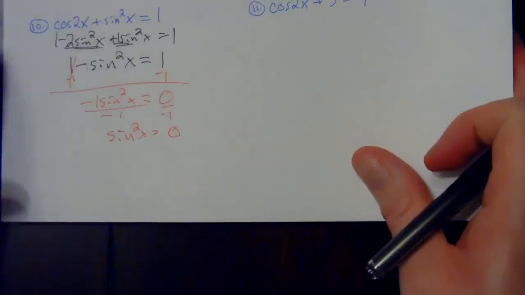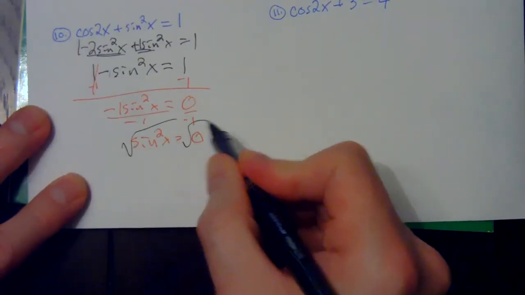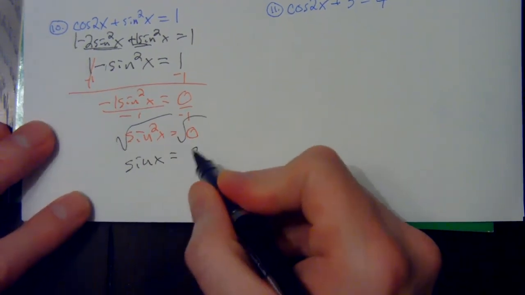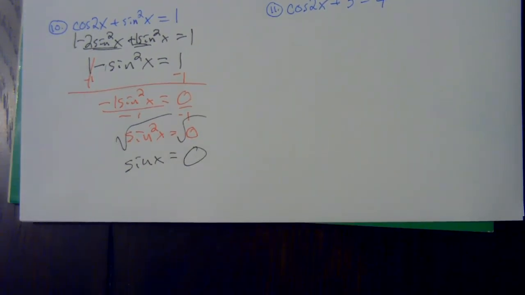And so when you square root both sides, I mean, technically you could do a plus or minus, but the square root of 0 is just 0, and that's not positive or negative. So when you have 0, you don't need a plus or minus right there.